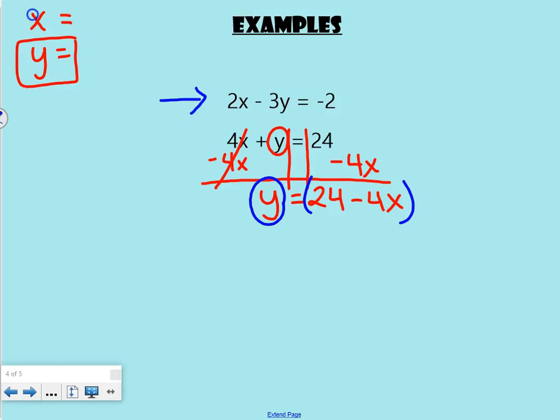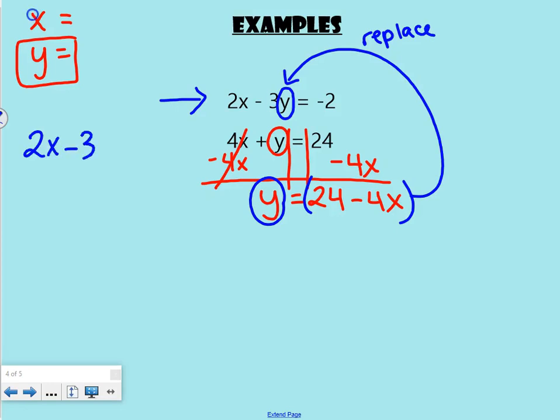So we go up to our first equation, 2x minus 3y equals negative 2. That means we're going to substitute or replace the y with 24 minus 4x. So over here I'm going to make that substitution. 2x minus 3, but y is leaving the playing field, 24 minus 4x is coming in, equals negative 2.